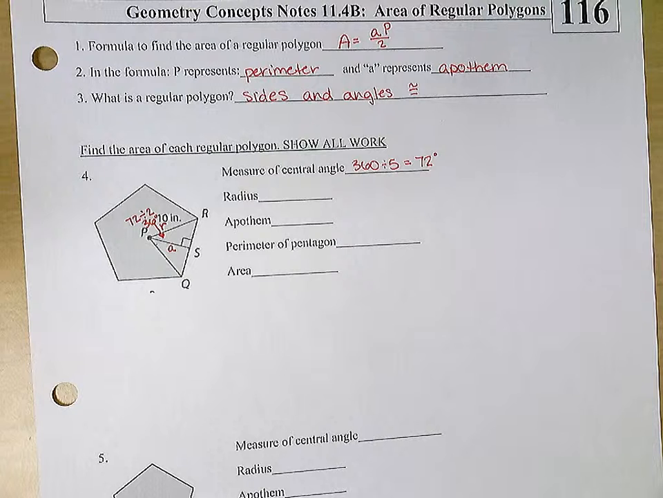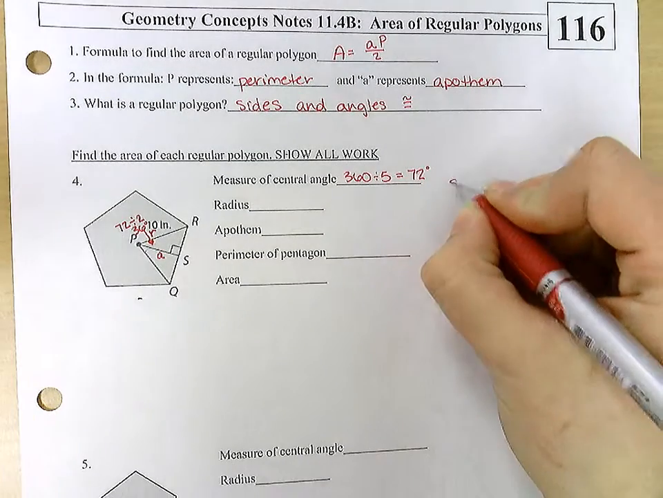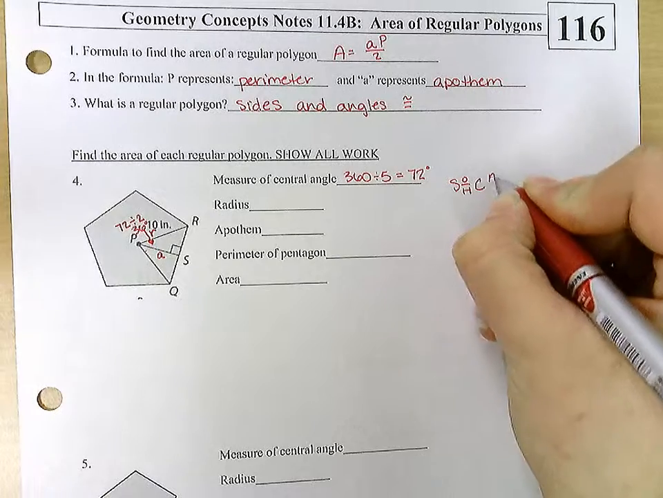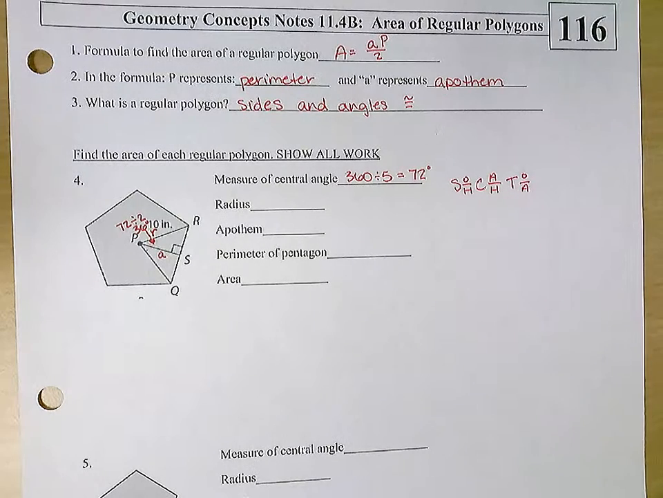Now yesterday, when we were trying to find different sides, our apothem, trying to find our radius, stuff like that, we had special right triangles. 36 degrees is not one of our special right triangles. We cannot use special right triangle rules. However, since it is a right triangle, we can use SOHCAHTOA. So we can use SOHCAHTOA to find our missing side measures.